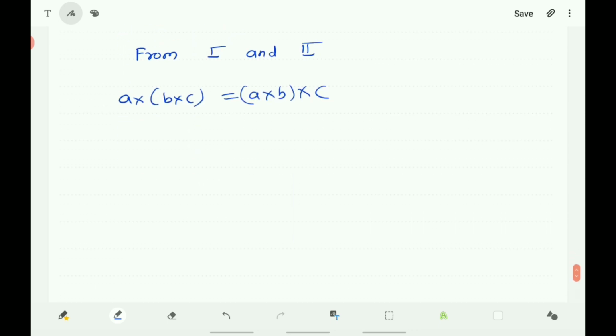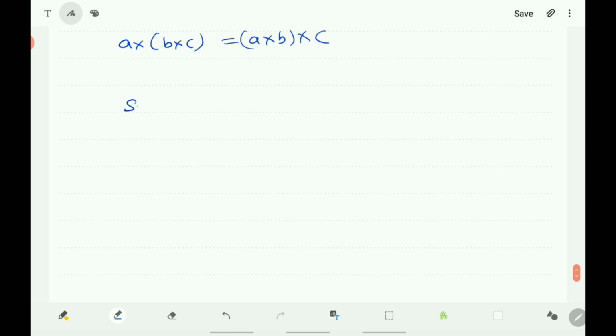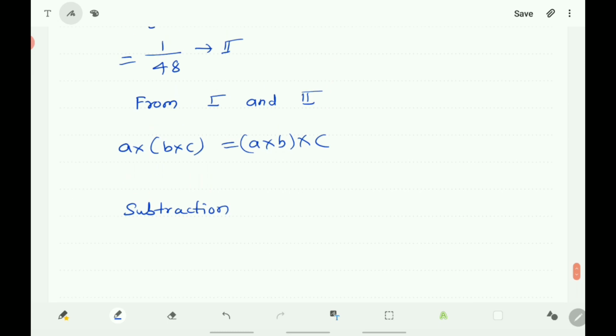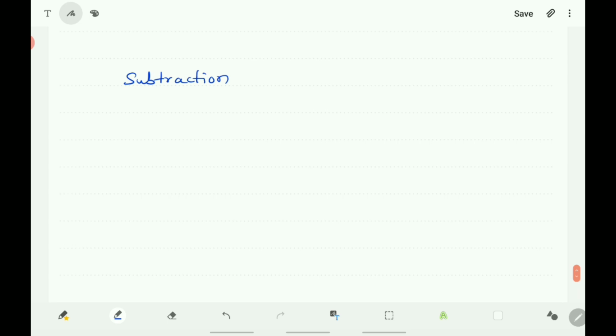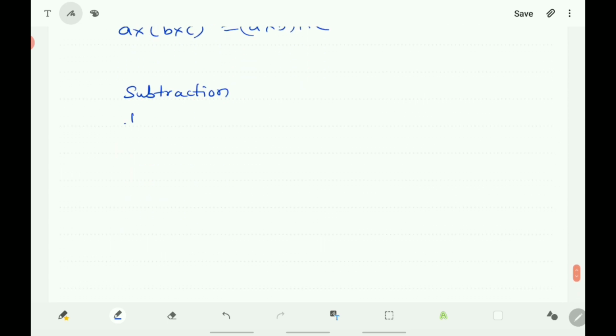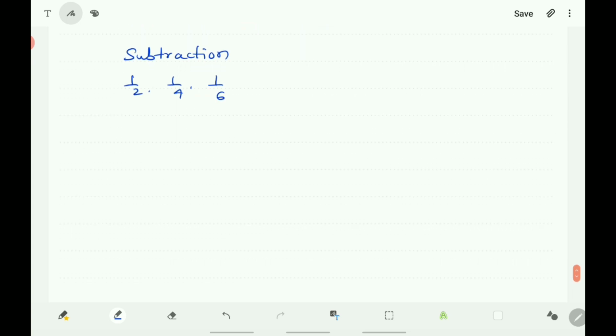Now let us consider the subtraction. Subtraction, that is, let us take the same numbers, that is 1 by 2, 1 by 4 and 1 by 6. Now associative property of subtraction is A minus B minus C is equals to A minus B minus C. Let us check whether it is possible or not.